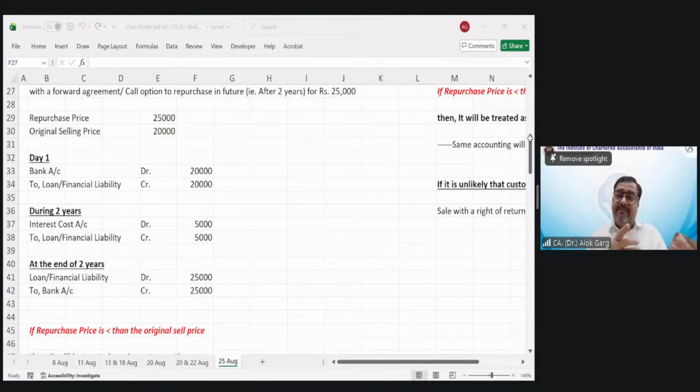In the last example, I collected 20, but I am paying 25. The seller has collected 20, but the seller is paying 25. In this example, the seller has collected 20,000, but the seller will pay only 18,000. What does it mean? It means the customer is using this mobile phone for 2 years.